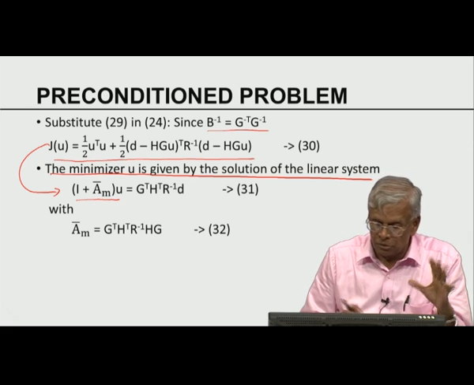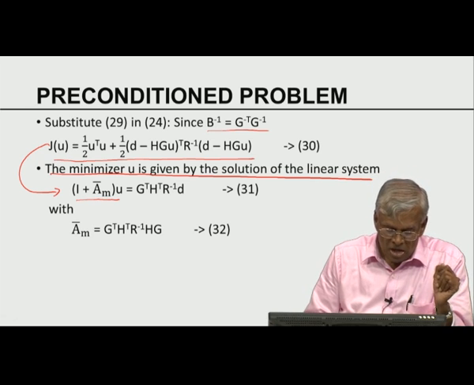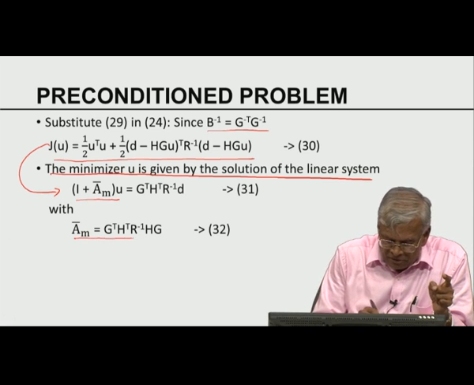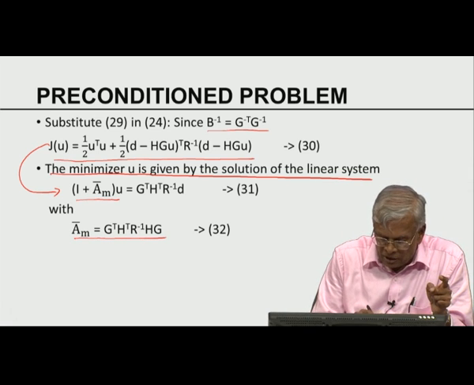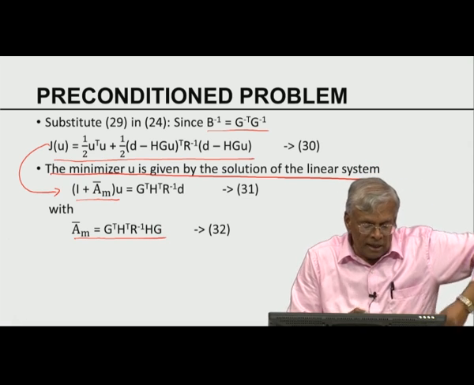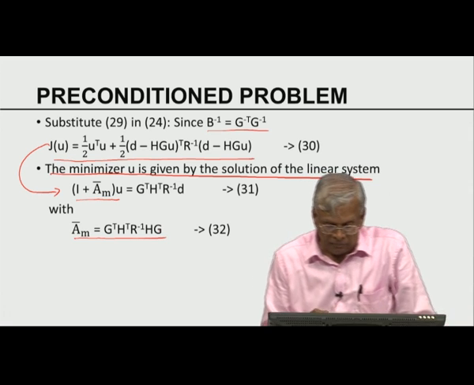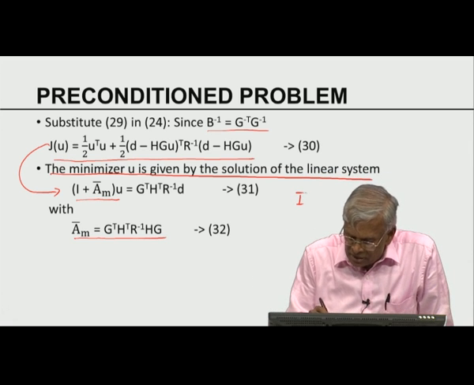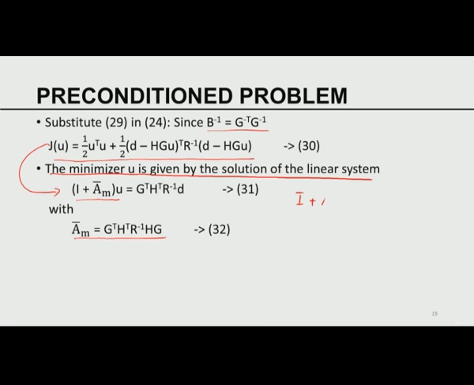I hope you keep track of everything. Now what is the matrix AM? AM is given by G transpose H transpose R inverse HG. Now let us look at this matrix I plus AM. So I have the matrix I. Instead of AM I will consider the matrix A. What is the general result in matrix theory? If lambda is an eigenvalue of A, it implies 1 plus lambda is an eigenvalue of I plus A.